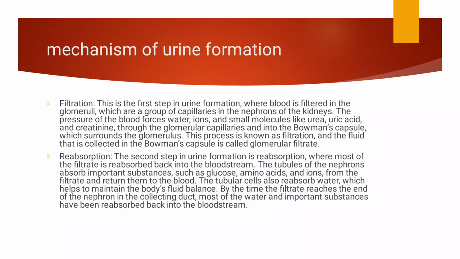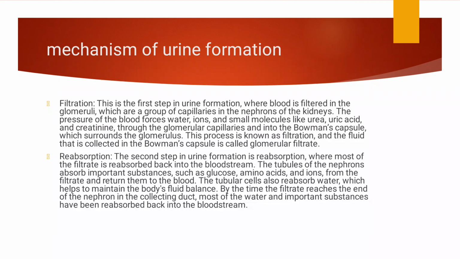The first one is filtration. Here the blood is filtered in the glomeruli. The pressure of the blood forces the water, ions and small molecules like urea, uric acid and creatinine through the glomerular capillaries, and then into the Bowman's capsule. This Bowman's capsule is the one that surrounds the glomerulus. This process is known as filtration, and the fluid that is collected in the Bowman's capsule is called the glomerular filtrate.